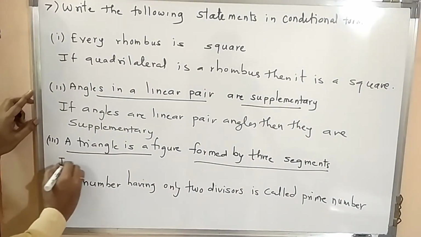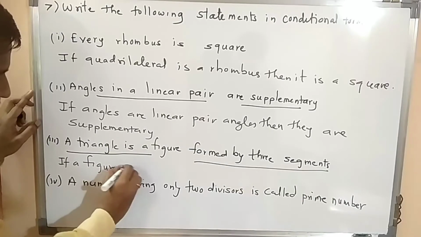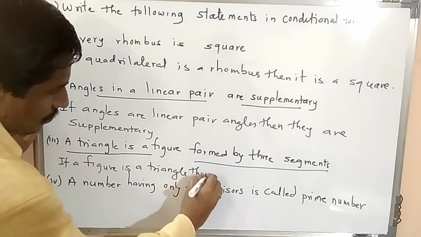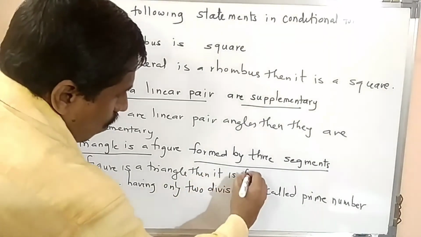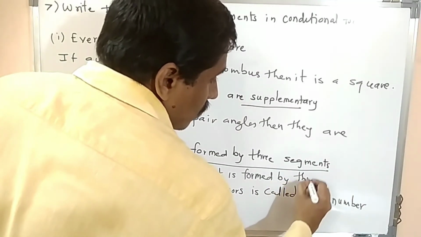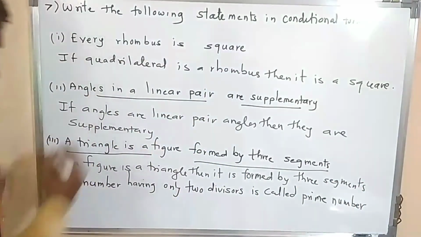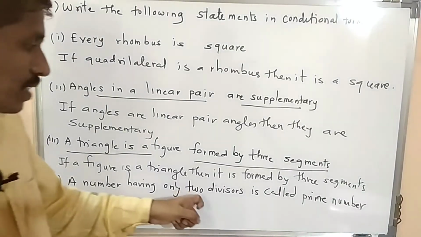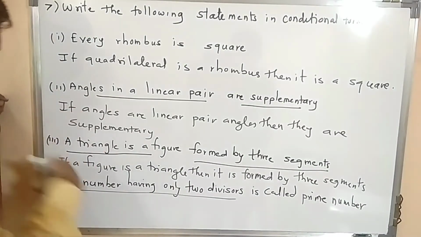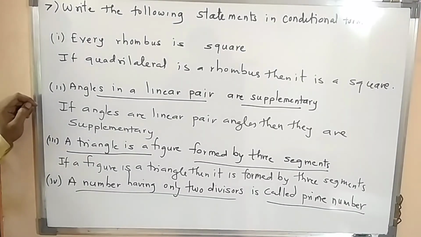So if a figure is a triangle, then it is formed by 3 segments. And the last one, a number having 2 divisors is called prime number. Number having 2 divisors is the first part. This is prime number is the second part. So how will I write this?